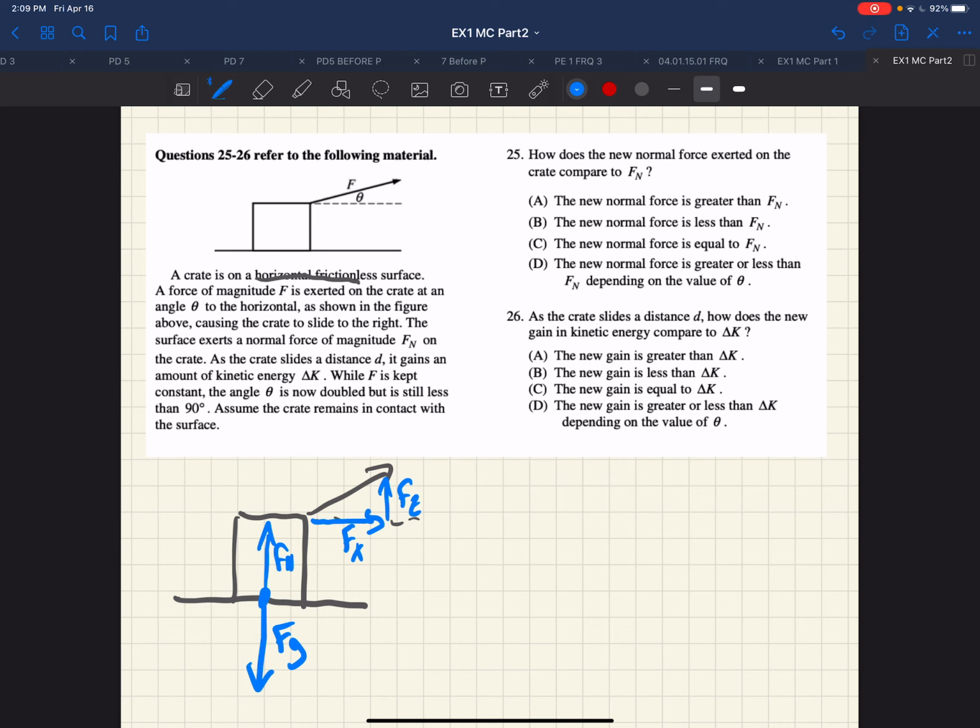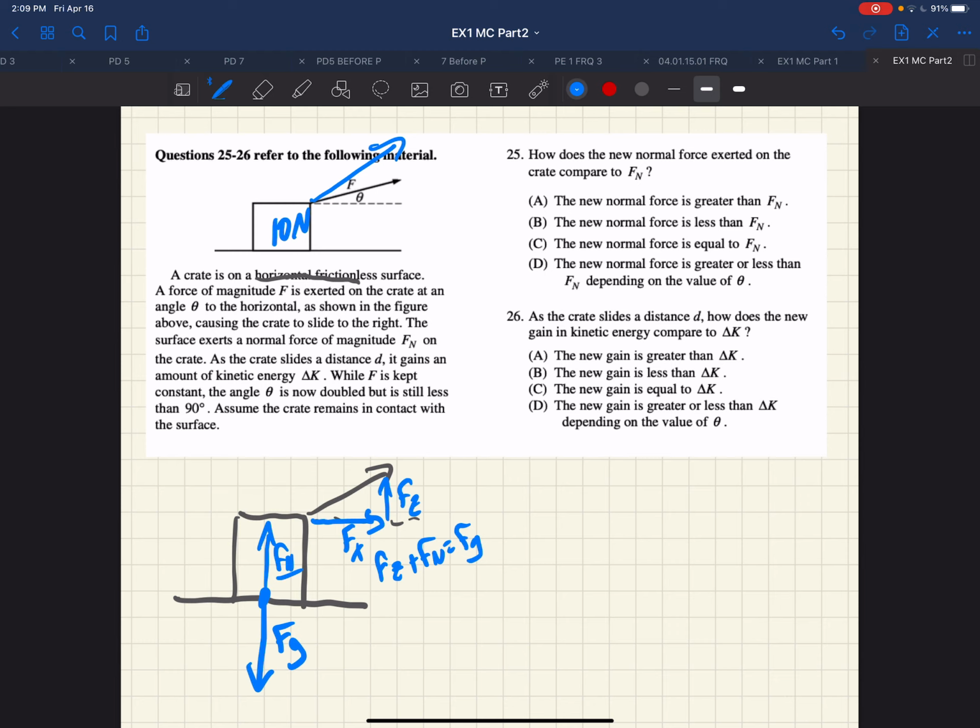So what that tells us is, let's suppose this block weighed 10 newtons. When we pull it at an angle, what we know then is that Fn plus Fz equals the weight. So in other words, the normal force becomes less. All right? In this situation now, we are told that they do it this way, and then they increase the angle. They double the angle, but it's less than 90.